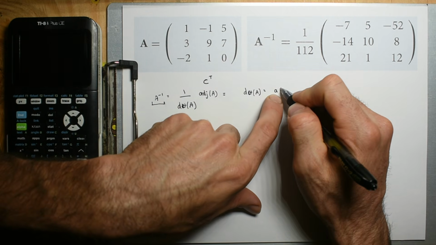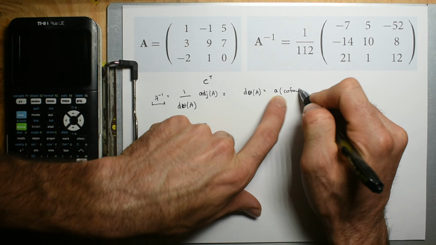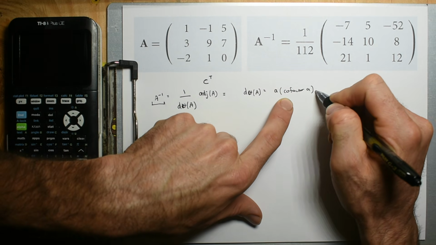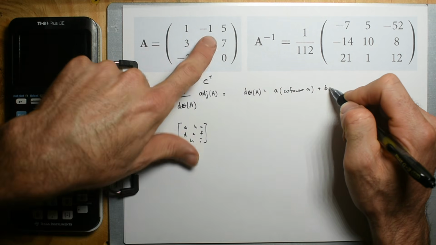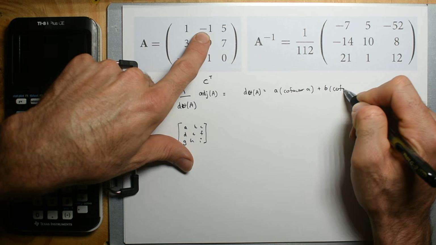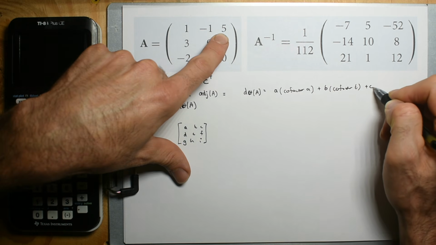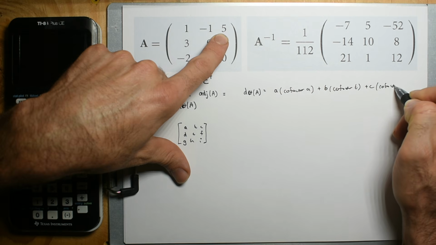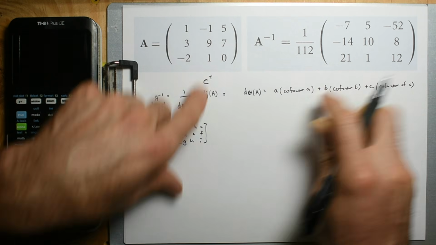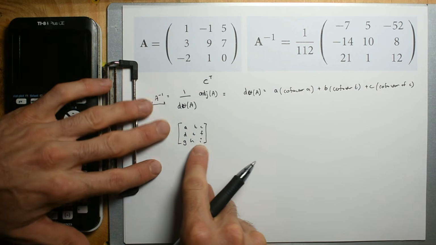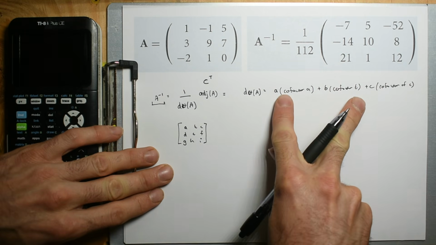So I'm going to think it's A times the cofactor of A plus B times the cofactor of B. And then plus this value C times the cofactor of C. Now, do I continue on for D, E, F, G, H, I? Hell no. That's why it's easy, easy, cheesy.